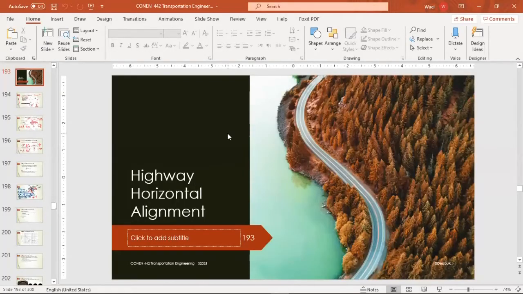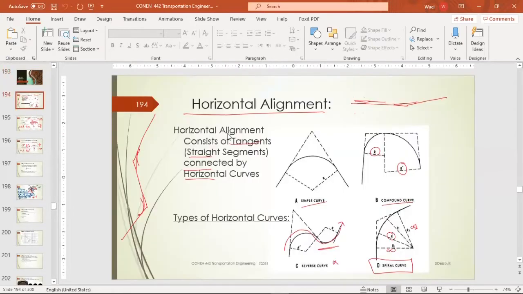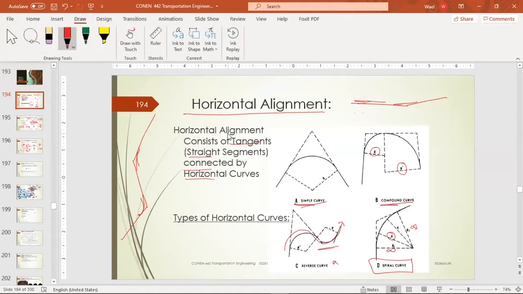Okay, well, now we are continuing today on the highway horizontal alignment. And last lecture, we discussed the different types of horizontal curves. And we mentioned that the horizontal alignment consists of tangents connected together with horizontal curves. And as we mentioned, we have different types of curves. We have the simple curve, we have the compound curve and reverse curve, and the spiral curves.